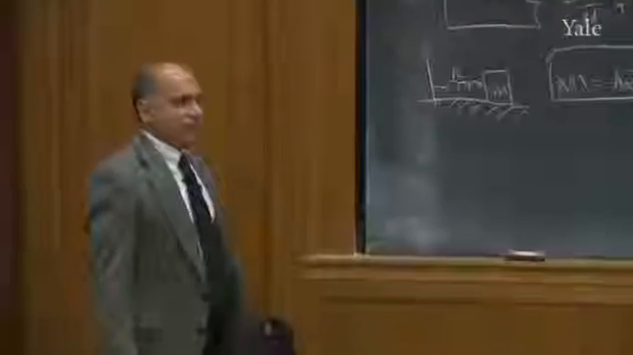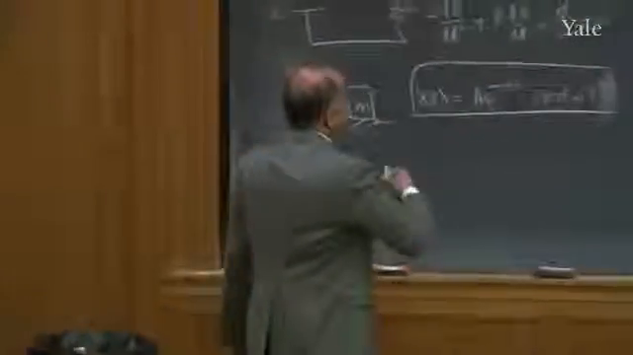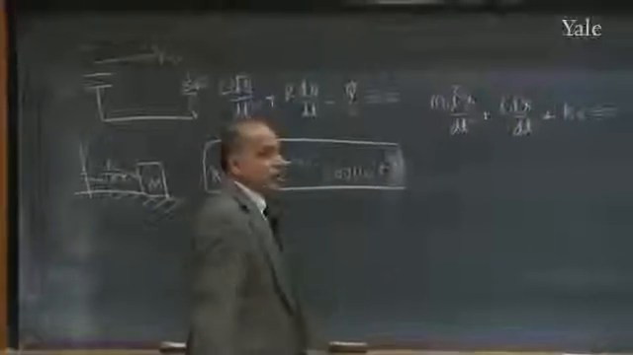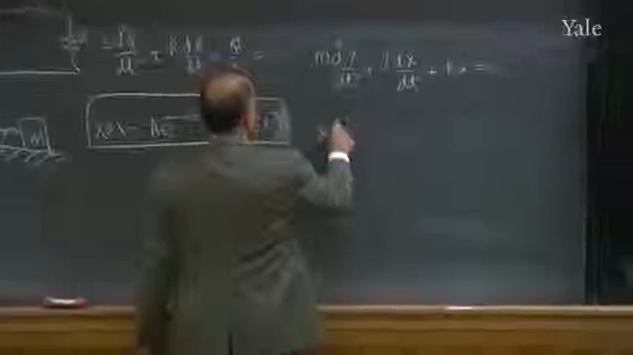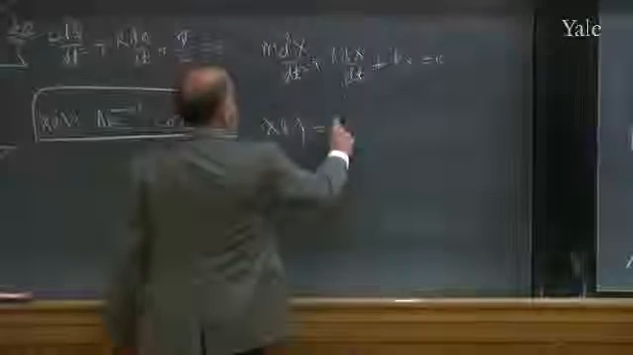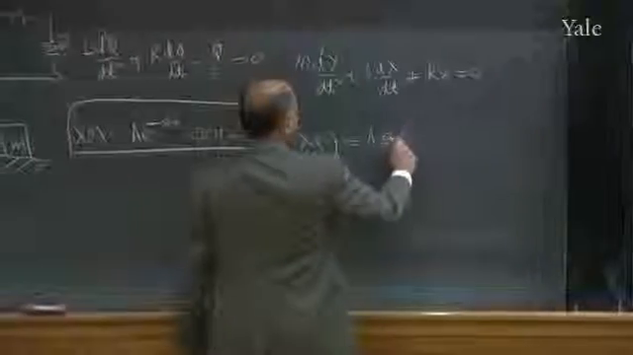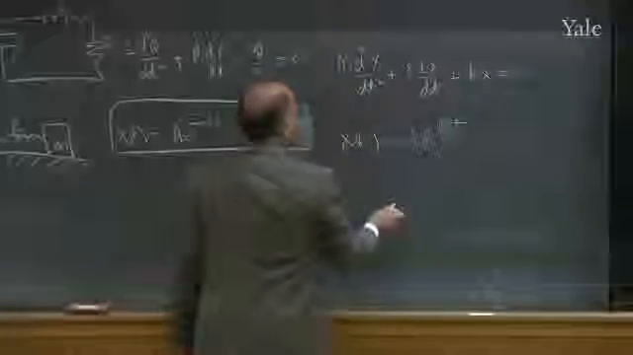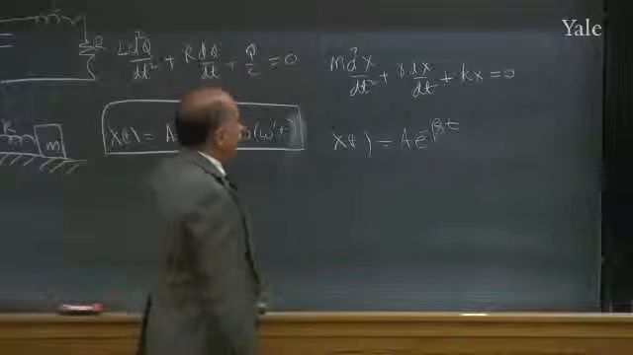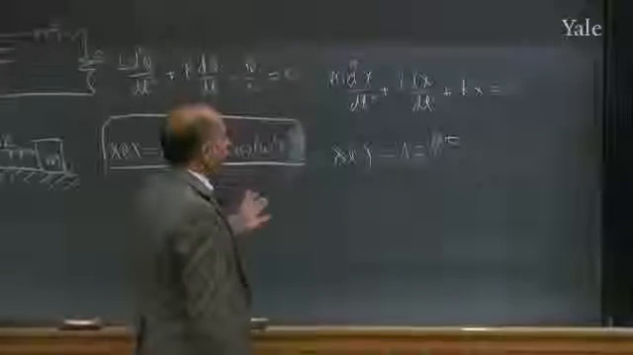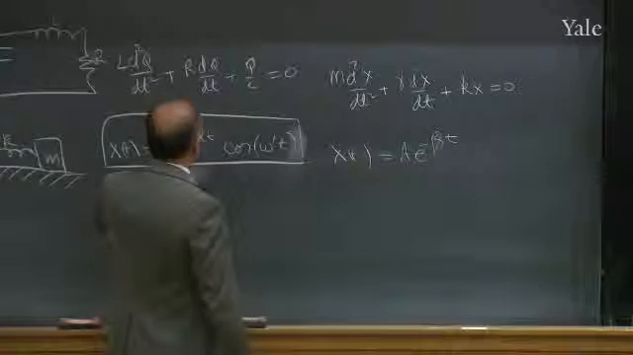Have you seen this before? Professor Harris tells me you have seen this last time. And the hints in the homework will guide you on how to do this. You just assume the solution x of t looks like some A e to the minus, I don't want to call it alpha now, beta times t. You put it into the equation and solve for beta. And you'll find beta will have a real part and an imaginary part. And you have to combine the two to get this answer.